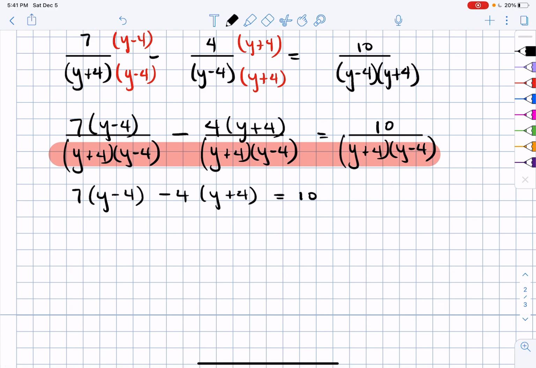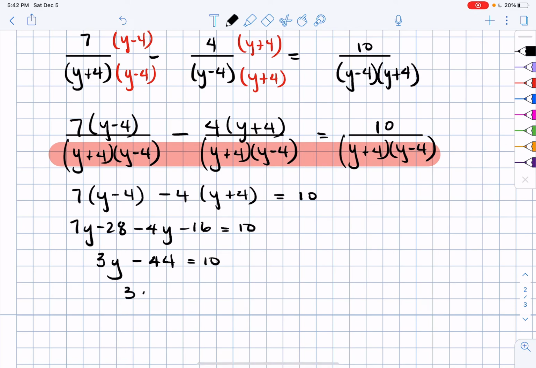So now I can see I have 7y minus 28 minus 4y minus 16 is equal to 10. So I have 3y minus 44 is equal to 10. So 3y is equal to 54. And 54 divided by 3, so I should have y is equal to 18. So let's take a look. And this is number 7, which is choice B.